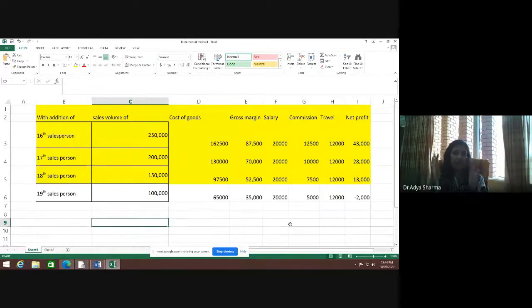Take a second, look at this. What have I done? We have looked at the sales volume. We looked at the cost of goods. We looked at the gross margin. We put the salary, commission, travel, and then we arrived at the net profit. Any doubt? Anyone who's not clear or is a little confused, shoot now. Otherwise, I go on to the next example.